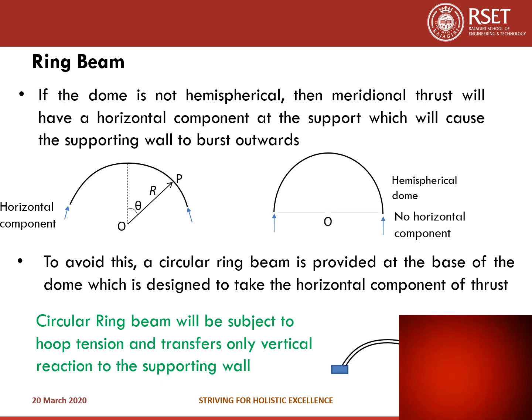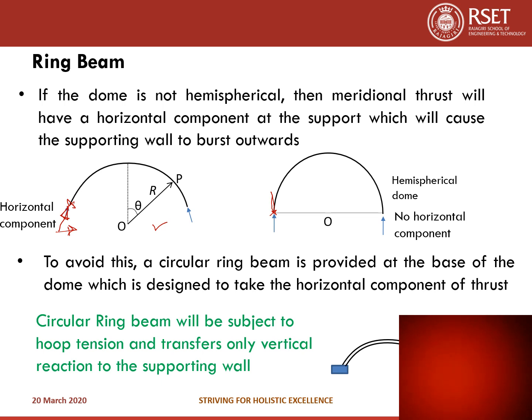Now, the provision of ring beam. This is a perfect hemispherical dome. That means at this junction, the tangent is vertical. If it is not hemispherical, as in this case, what happens is the meridional thrust will be inclined at the base of the dome. So this is the base of the dome. At the base of the dome, the meridional thrust will be in the tangential direction. So it will be inclined. Because of this, it will have a horizontal component. So this is the horizontal component of the meridional thrust.